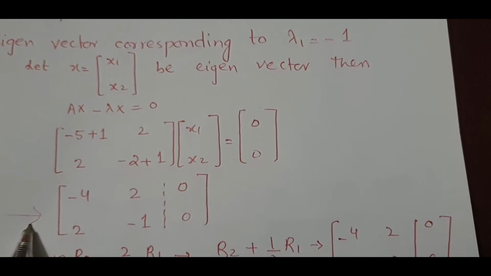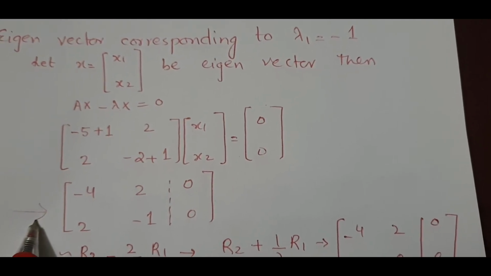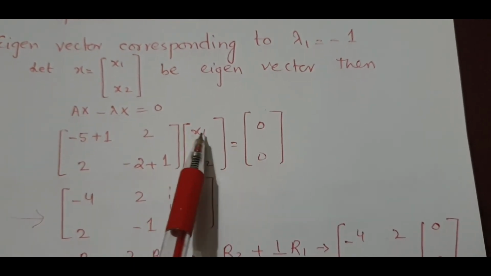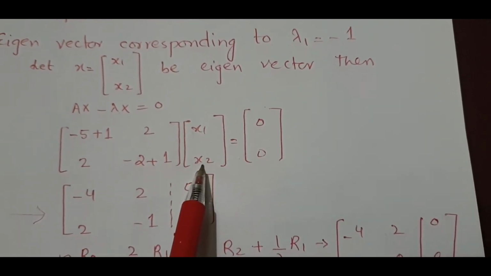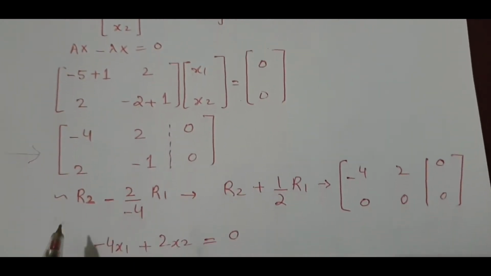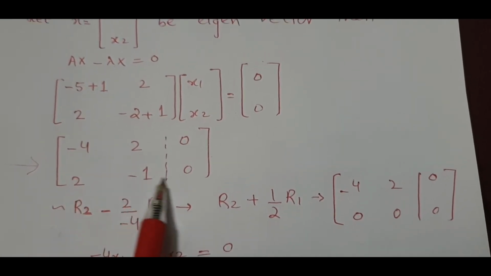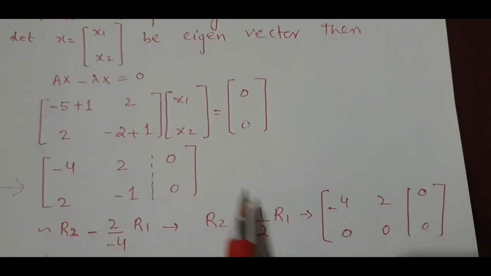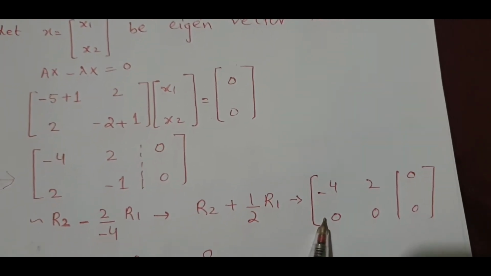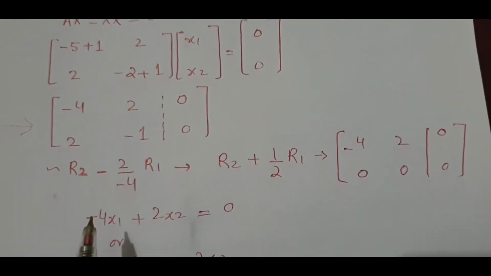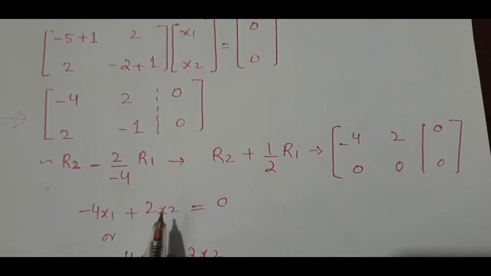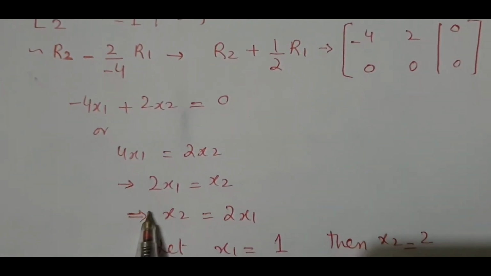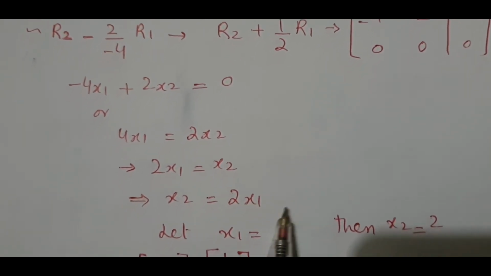and then I generated the augmented matrix from here. After generating the augmented matrix, I have to determine the values of x1 and x2. I simply applied Gauss elimination and performed the row reduction operations, which generated this matrix. And then I performed the back substitution. -4x1 + 2x2 = 0, or by simplifying this, I got x2 = 2x1.